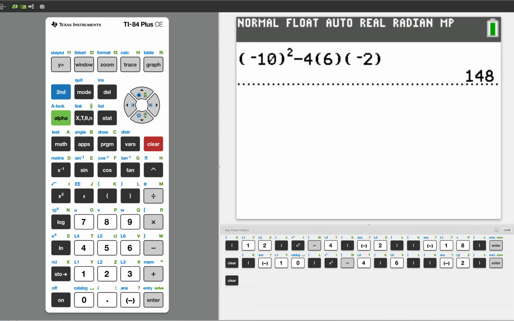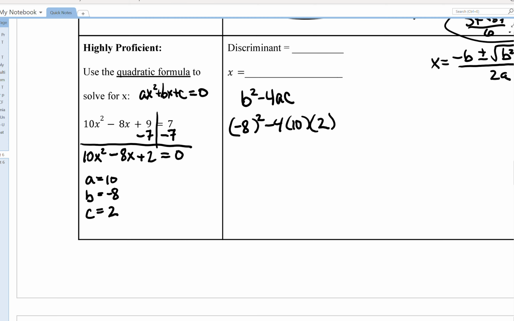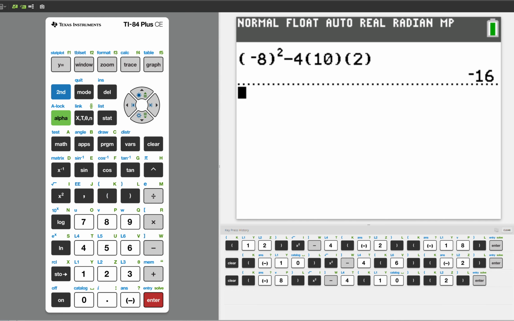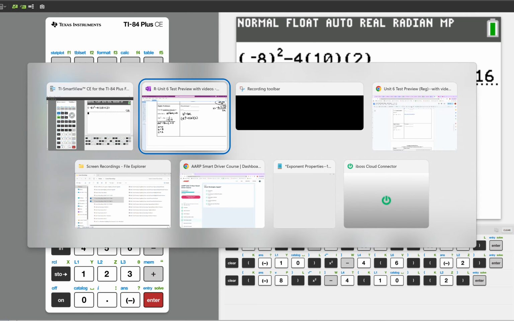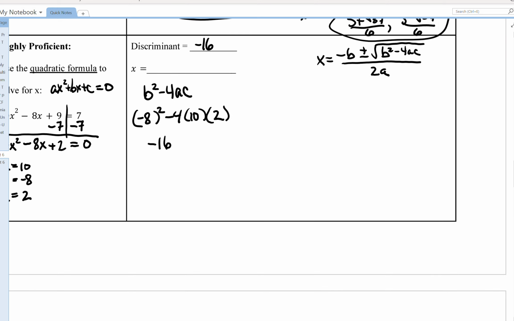And so I've got negative 8 squared minus 4 times, I'm just going to make sure that I got that right, minus 8 squared, yep, minus 4 times 10 and 2. And then I just hit enter, and this is equal to negative 16. So my discriminant is negative 16. That means that because the discriminant is negative, I'm going to have two non-real solutions.